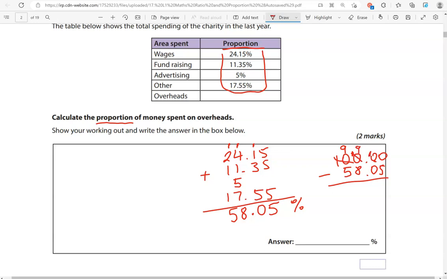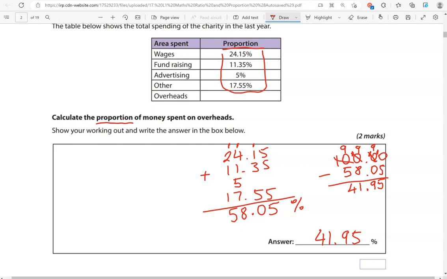Now, final step is that this digit here can borrow 1. Make it 9 here, and this becomes 10. So 10 take away 5 gives us 5. 9 take away 0 is 9. 9 take away 8 is 1. 9 take away 5 is 4. So 41.95%. To double check, you can just add 41.95 and 58.05.